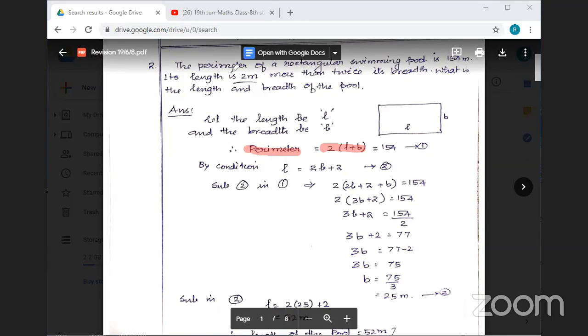Perimeter of a rectangular swimming pool is 154 meters. Therefore, perimeter is equal to 2 into L plus B is equal to 154. Any doubt? No doubt. Now, next step. What is the condition?